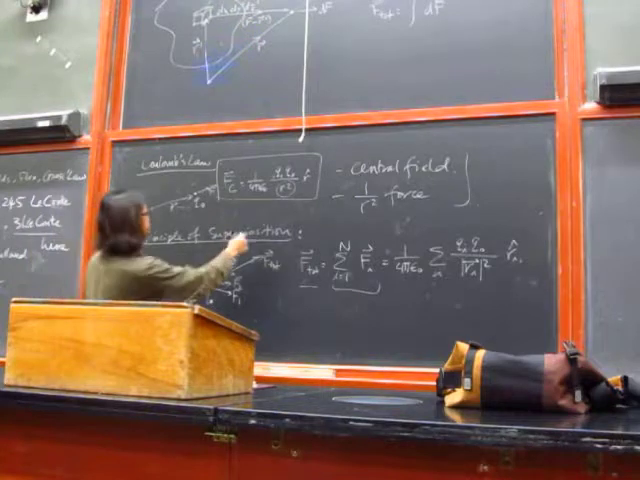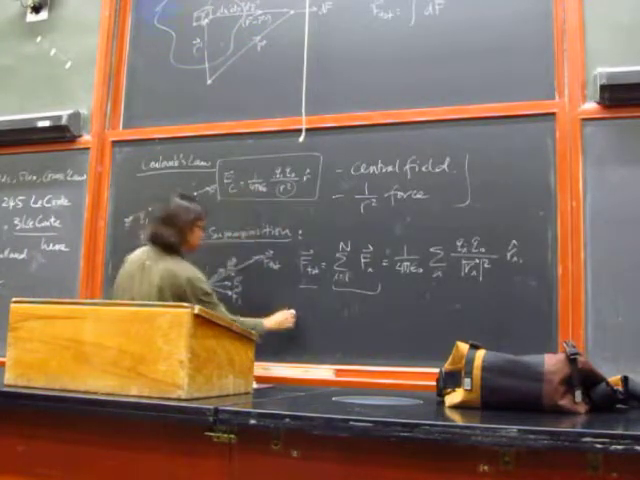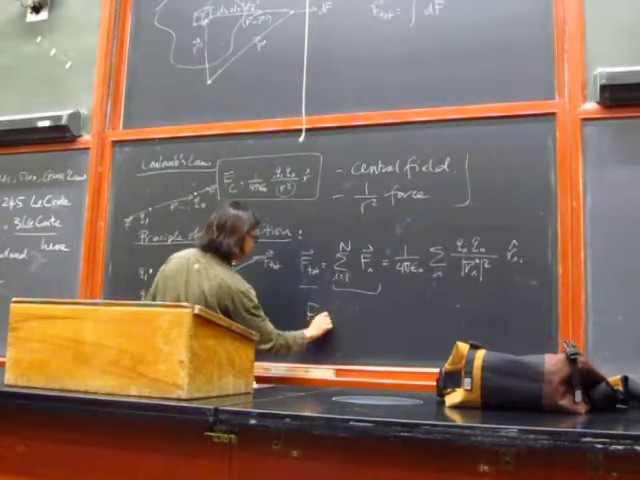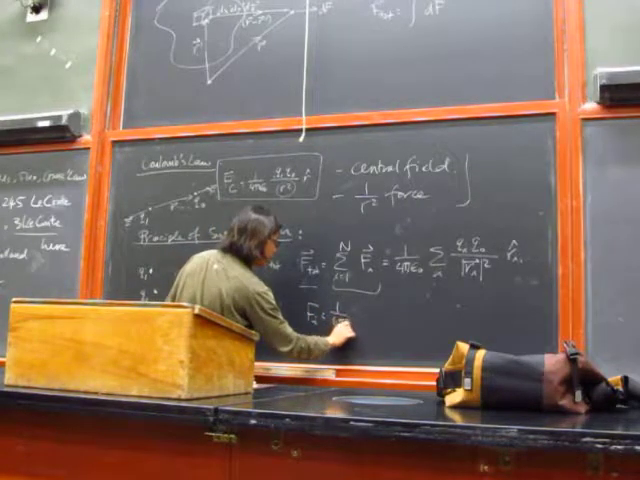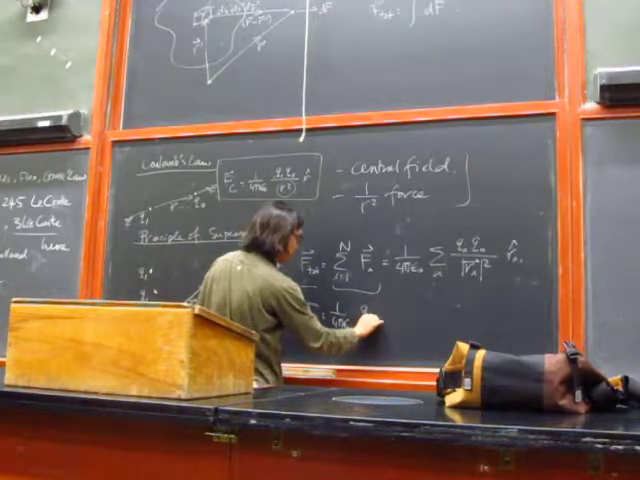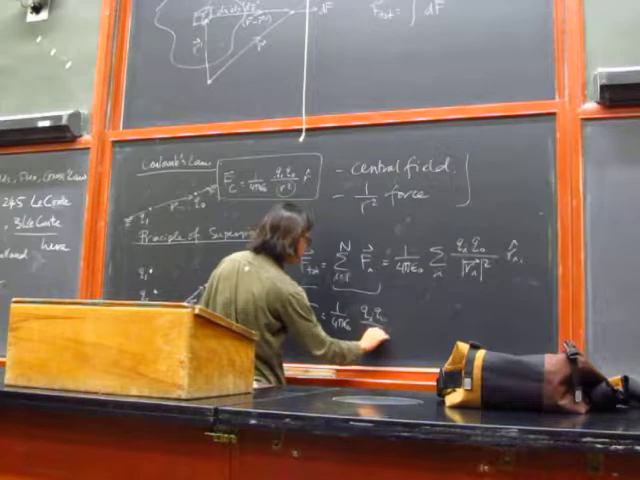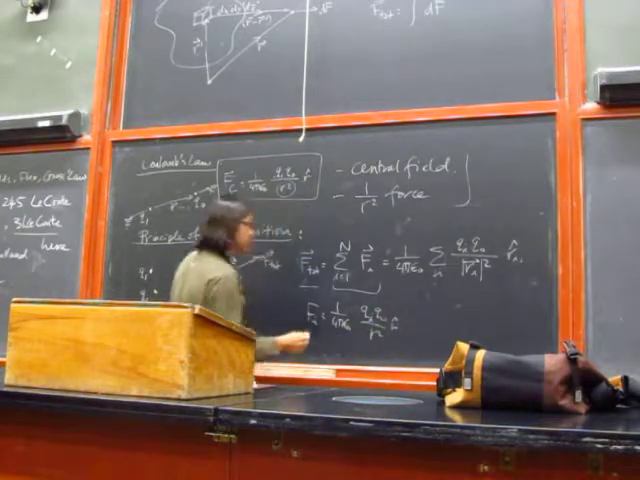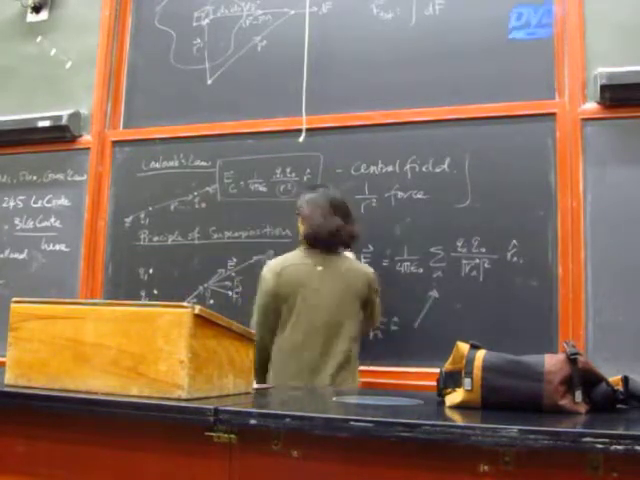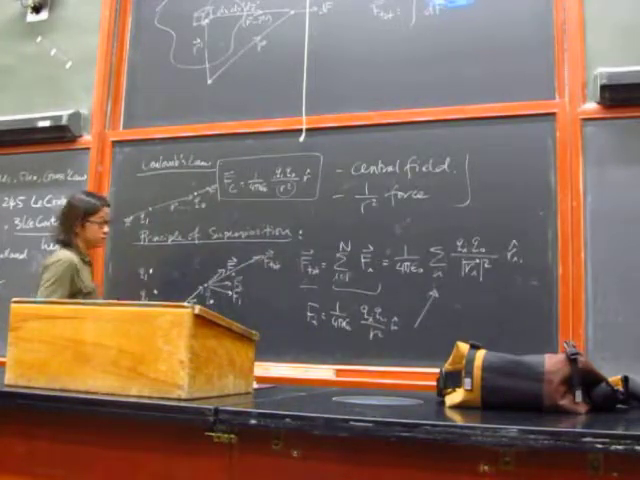And the individual force is given by, of course, Coulomb's law: Fi is just 1 over 4 pi epsilon naught, Qi Q0 over r squared, in the direction of r, right? So this is what I have. Then you sum over all the individual charges, okay?